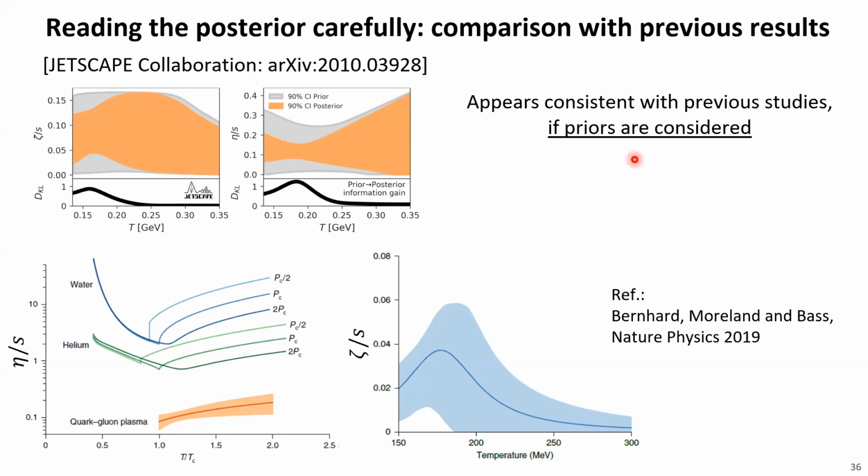So if you have good theoretical reason to simply cut off bulk viscosity at a certain value, you should do it. We were a little concerned about this in the new analysis, so we broadened the prior a lot, and we did see that we don't have so much constraint on bulk viscosity at high temperature.